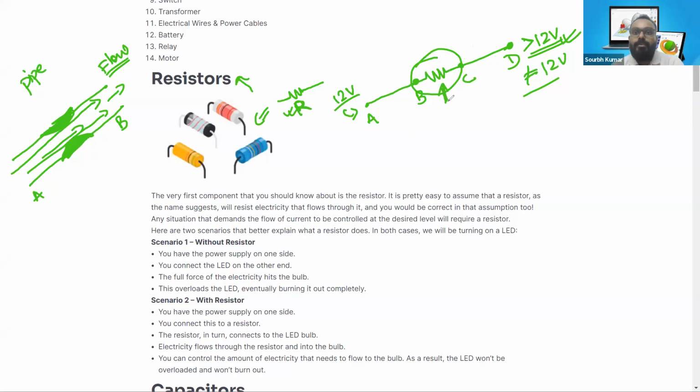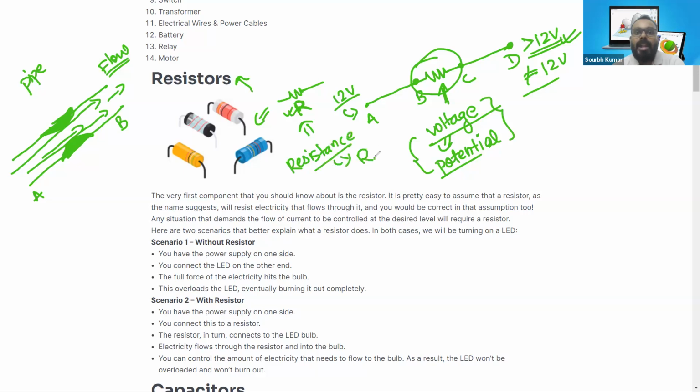So the responsibility of a resistor is to reduce the voltage, the overall voltage. We do not talk about the current value here, but we only discuss the voltage or potential. Both terms are similar. There is no difference between the voltage and the potential. The resistance of a resistor is denoted by the value R, and the unit of resistance is ohm. OHM, ohm.